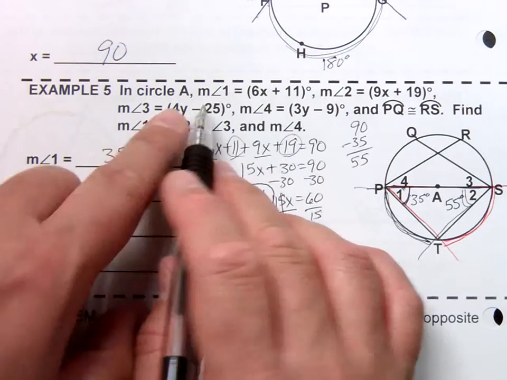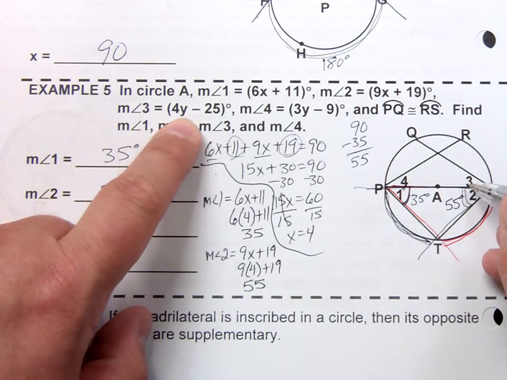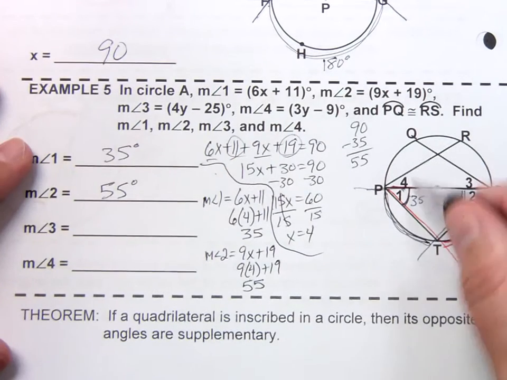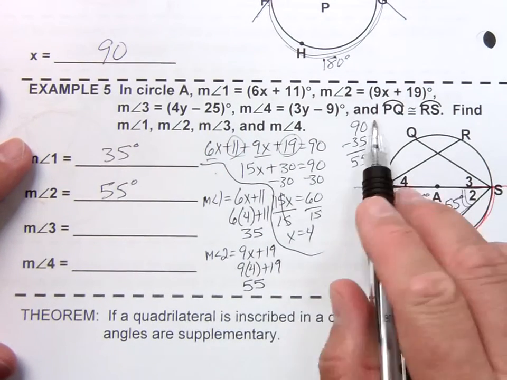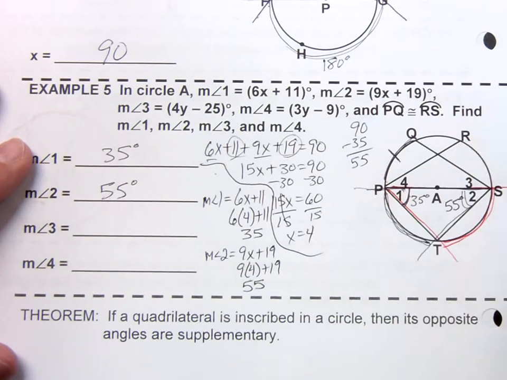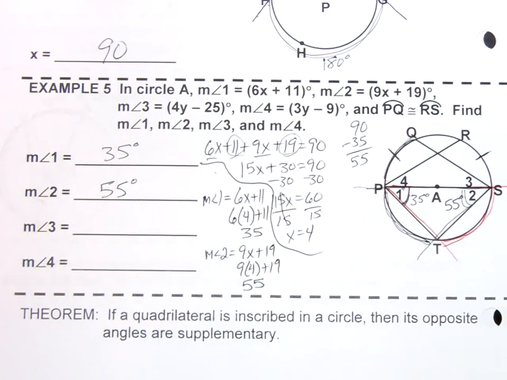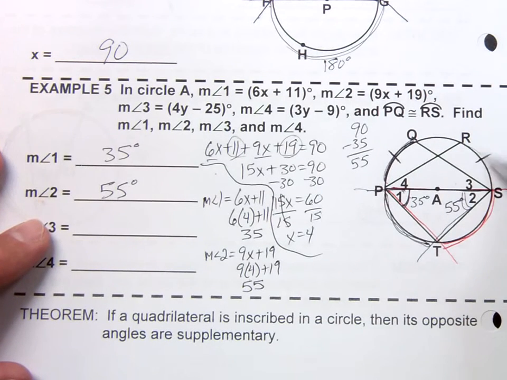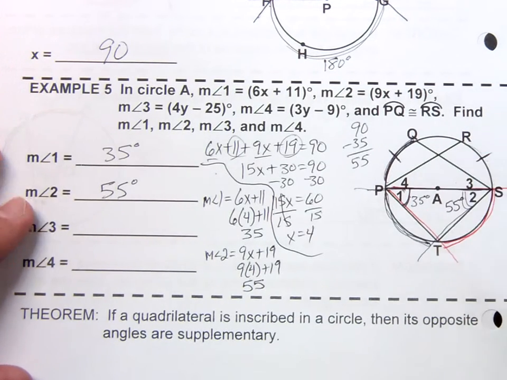Angle 3 is 4y minus 25, and angle 4 is 3y minus 9. And it tells me right here that arc PQ is congruent to arc RS. Remember that theorem we had: if you have two inscribed angles with congruent intercepted arcs, then those angles are going to be congruent. Because whatever this number is, angle 3 is half of that, and if this is the exact same thing, half of that gives you the same thing you got for angle 3.